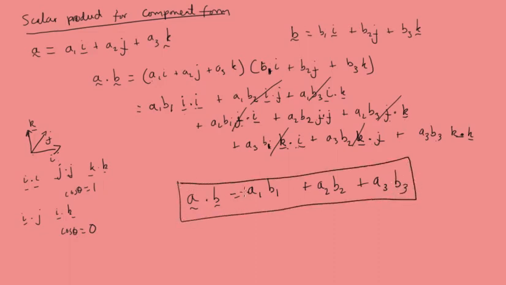Nice and simple. So that is equal to the magnitude of A times magnitude of B cos theta. So let us use this for a couple of examples.